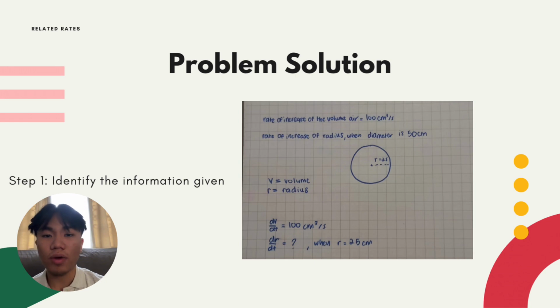First of all, we need to identify the information given, which is the rate of increase of volume of air, equal to 100 cm cubed per second, and we want the rate of increase of the radius when the diameter is 50 cm. We know that the radius of a circle is half the length of its diameter. Now that we have the diameter, we can find the radius by dividing the diameter by 2. So the radius is 25 cm. Then we need to know that rates of change are derivatives. Here, the rate of increase of volume with respect to time is dV/dt, which is equal to 100, and the rate of increase of the radius with respect to time is dr/dt, which is not given in the information.